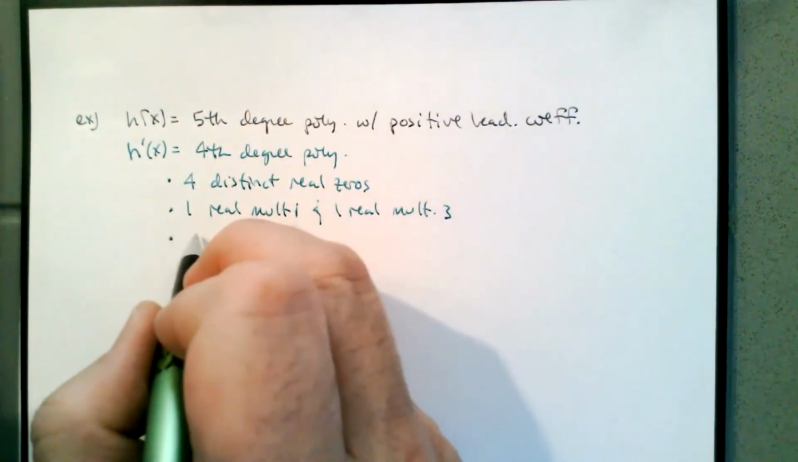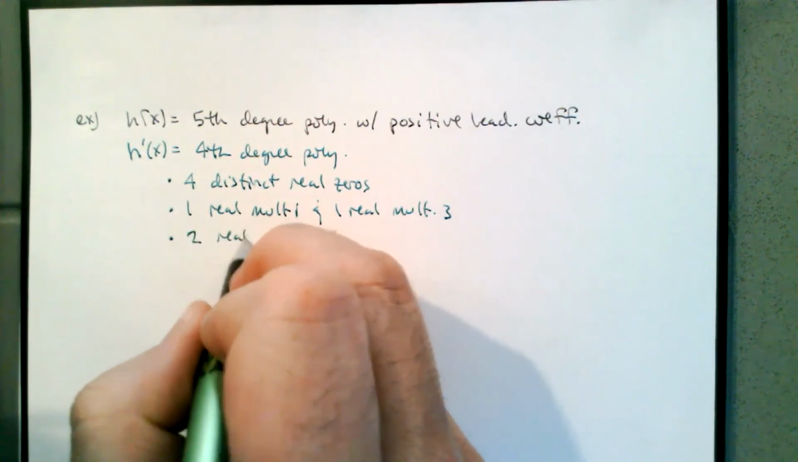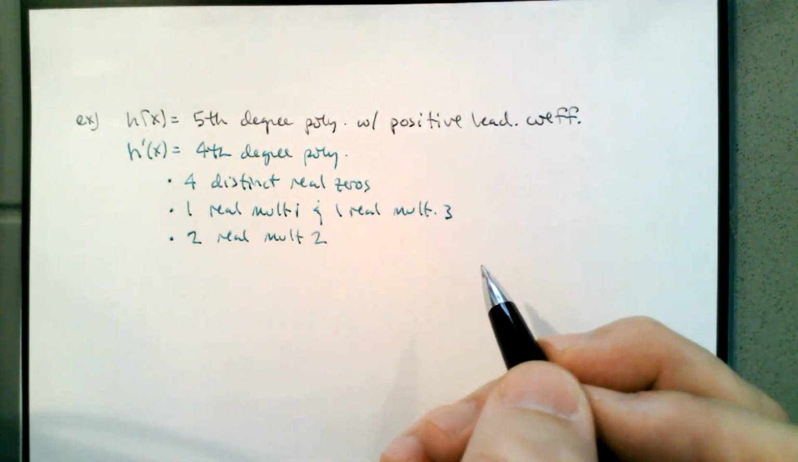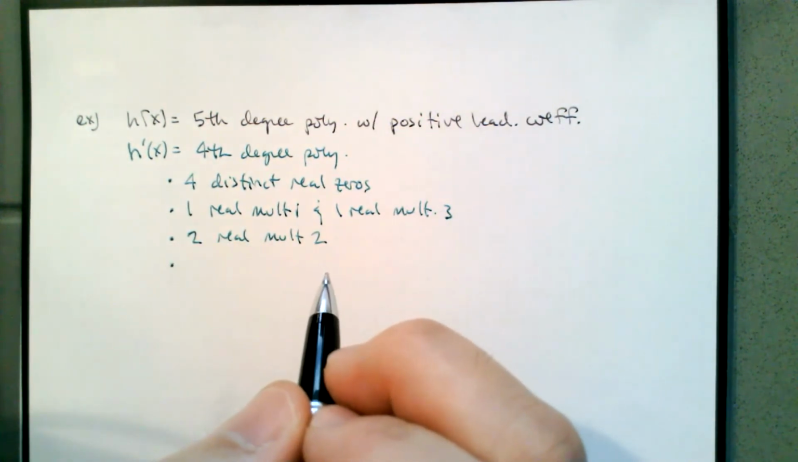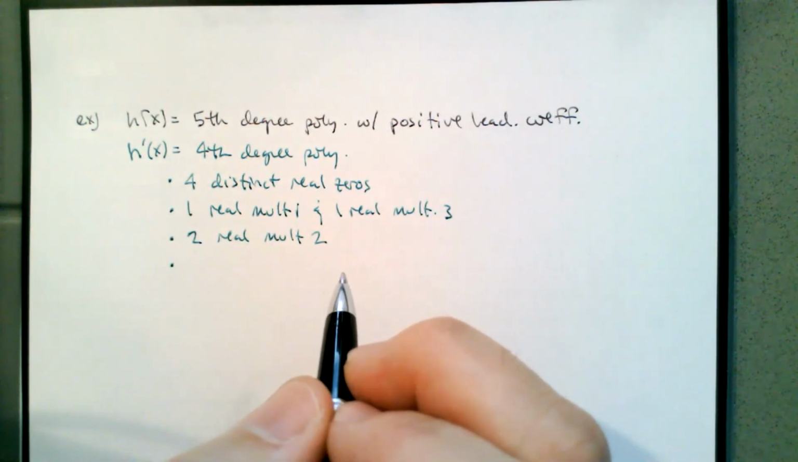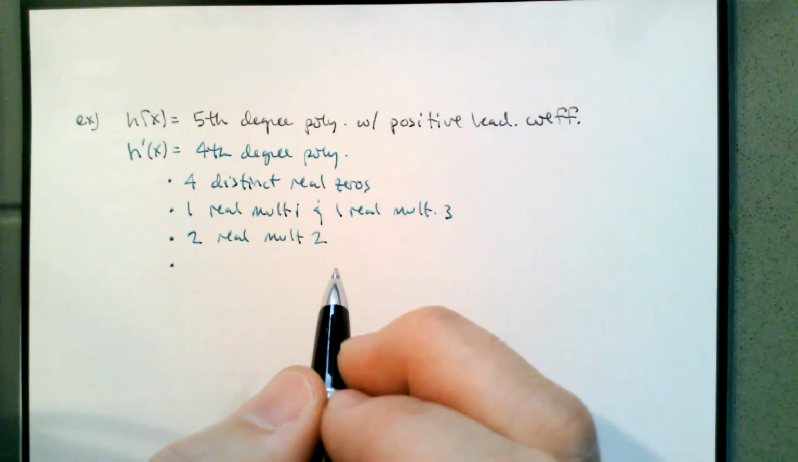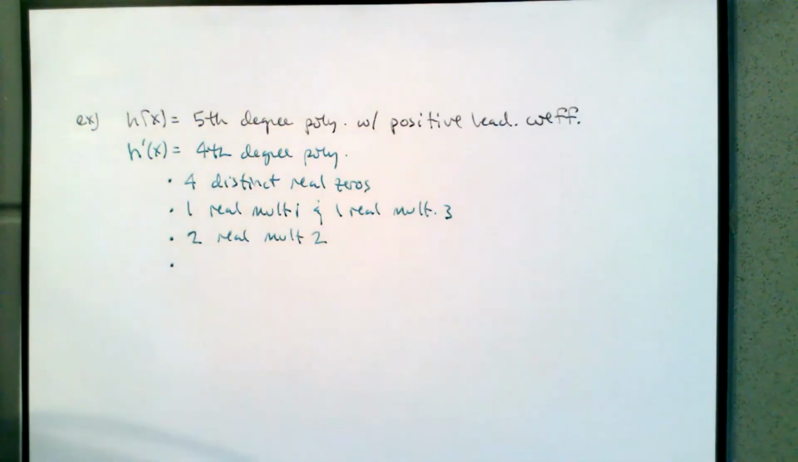I can have 2 real zeros with multiplicity 2. I could also have 2 real zeros with multiplicity 1, and 1 with multiplicity 2, because I just need to have 4.